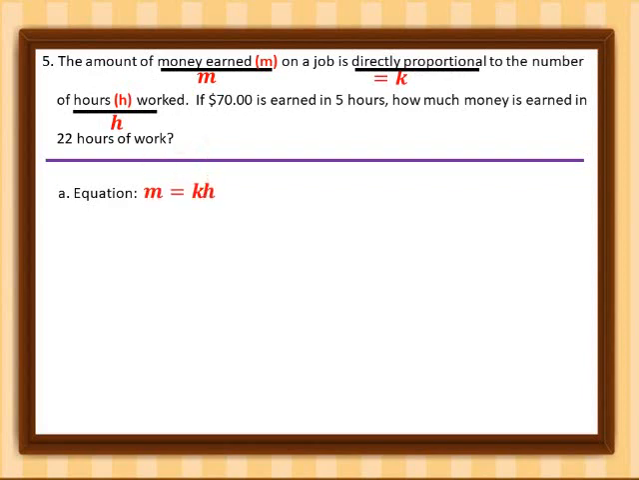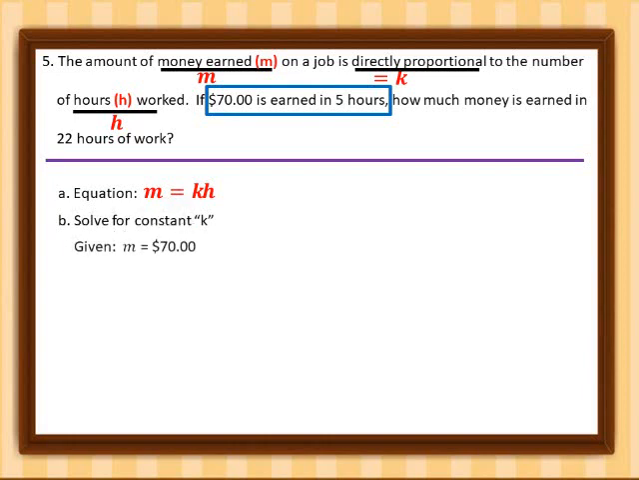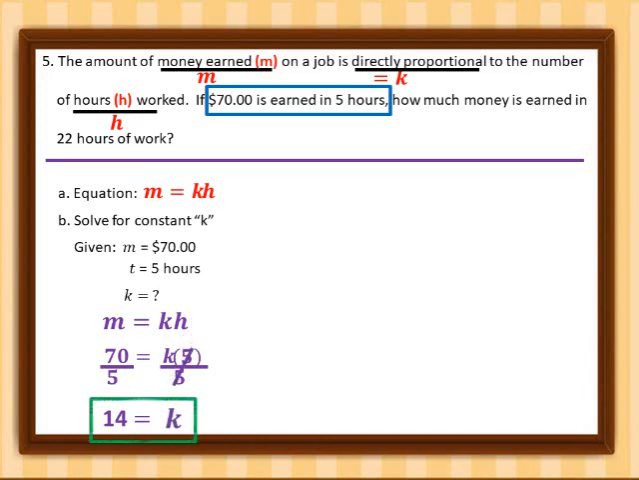So our given to solve for the constant K, we have $70 in 5 hours. So 70 for M and 5 hours for H, and we are solving for the K. So using the same equation, we are going to substitute the given. So M is 70, is equal to K times H, which is 5. Now, we divide everything by 5. 70 over 5, that is 14. We cancel this, leaving us the K. So our K is 14.